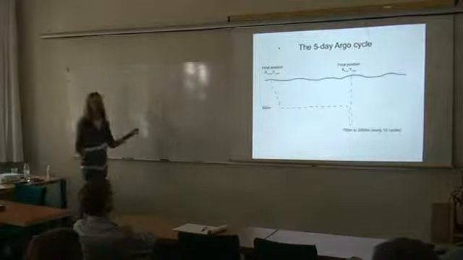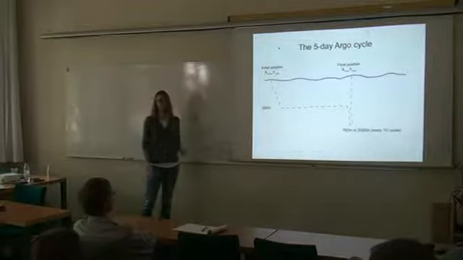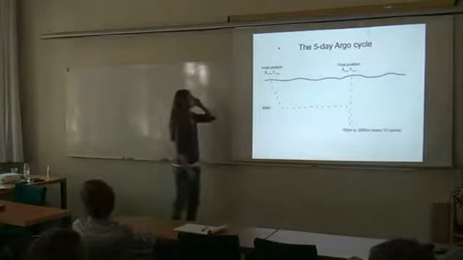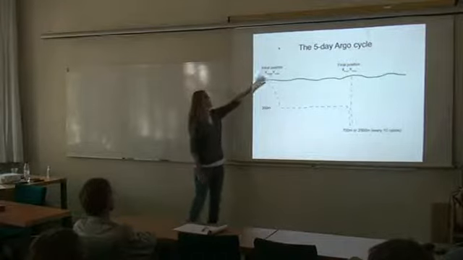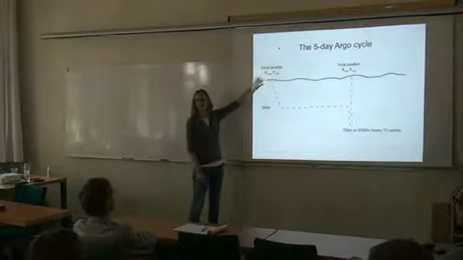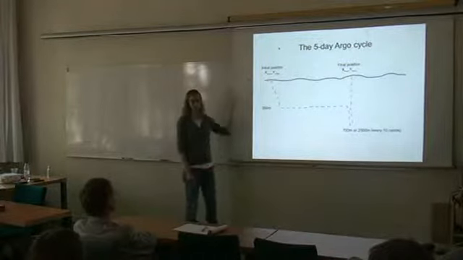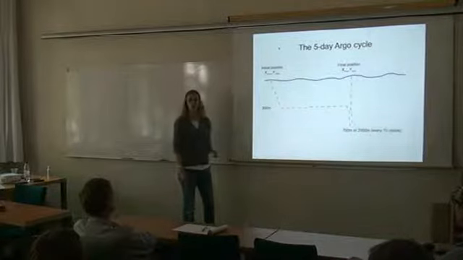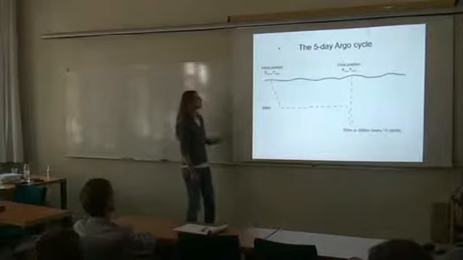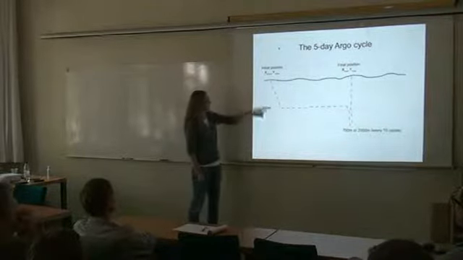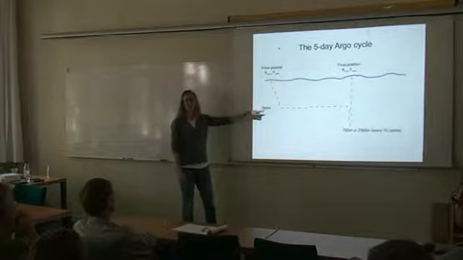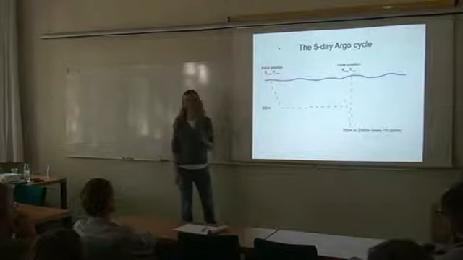So this is just a very simple sketch of the Argo cycle. So if you say that this is the initial position, it communicates by the satellite Argos system, tells the satellite where it is, and then it dives down to 350 meters and rests there for more or less 4.5 days.